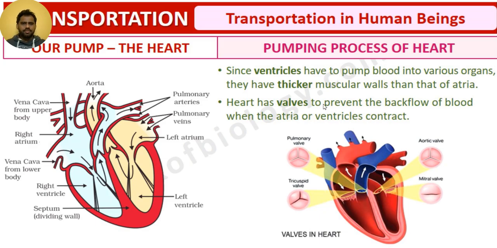Since ventricles have to pump the blood into various organs, they have thicker muscular walls than that of atria. The heart has valves to prevent the backflow of blood when the atria or ventricles contract. So beautifully our heart is designed. It has valves to prevent the backflow of blood, so that the blood just keeps going ahead and is pumped or transported to the entire human body. Okay.